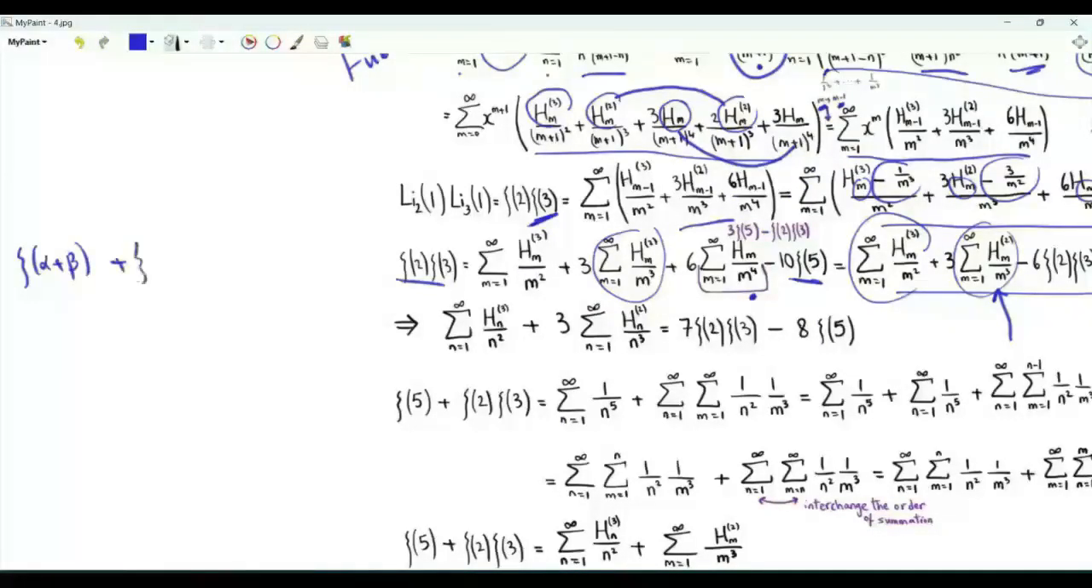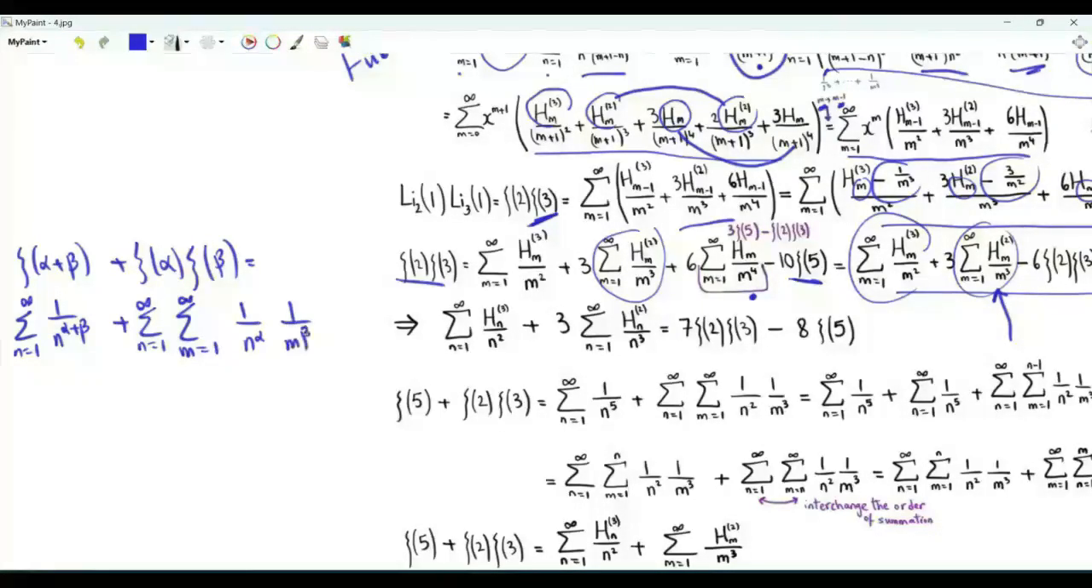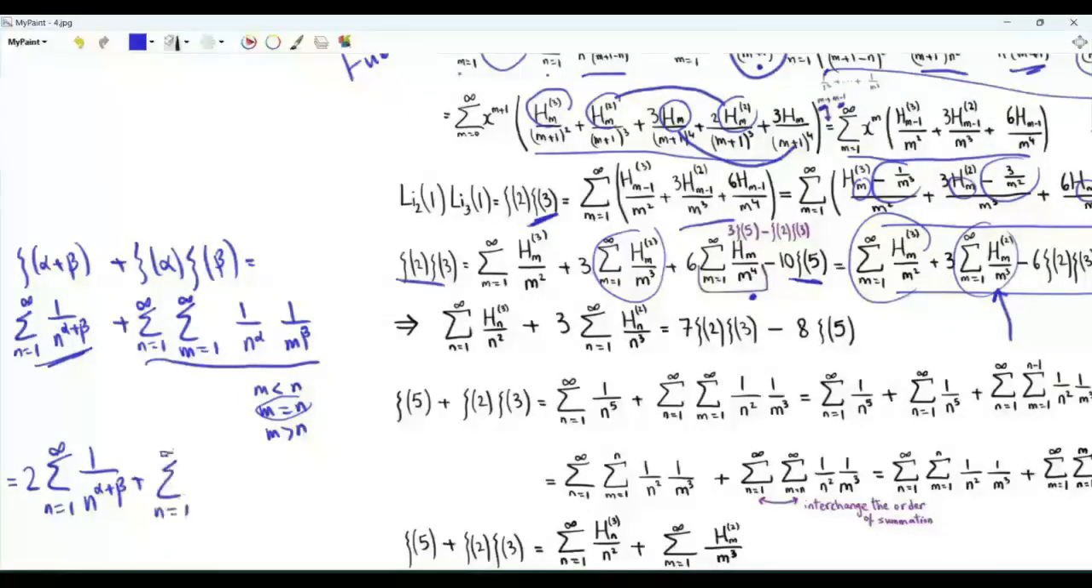Consider zeta of alpha plus beta plus zeta of alpha, zeta of beta. The real parts of alpha and beta are greater than 1. This is summation over positive integer n of 1 over n to the power alpha plus beta plus summation n from 1 to infinity, summation m from 1 to infinity, 1 over n to the alpha times 1 over m to the beta. Split this double sum into three sums with m less than n, m equal to n, or m greater than n. When m is equal to n, we get a sum equal to this one. So we have 2 summation n from 1 to infinity, 1 over n to the alpha plus beta, plus summation n from 1 to infinity, summation m from 1 to n minus 1, 1 over n to the alpha times 1 over m to the beta.